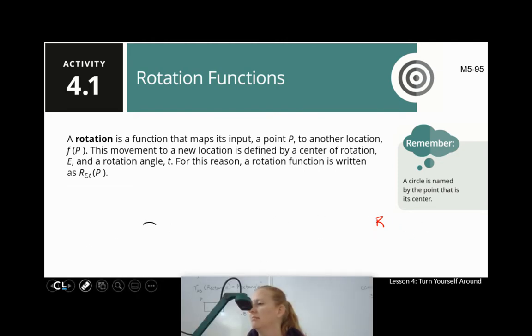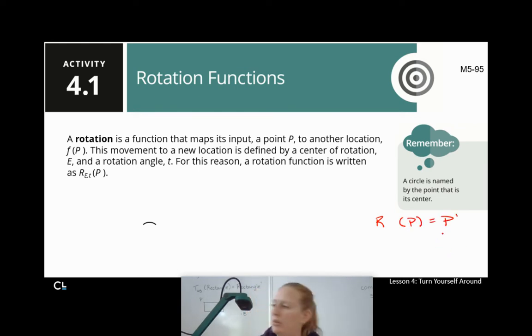My parentheses is my input, and I know it'll spit out some point P prime, right? That's my input, and that's my output. We know this. Not surprised by any of this. Sorry, I ran out of space.